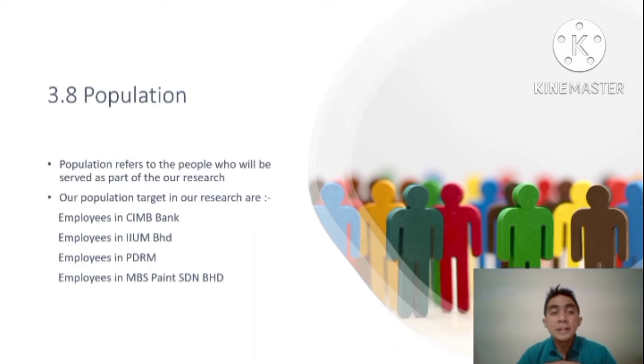Next slide is 3.8 population. Population refers to the people who will be served as part of our research. Our research target population are employees in CIMB Bank, employees in IIUM Berhad, employees in PDRM, and lastly employees in MBS Bank Sdn Berhad.